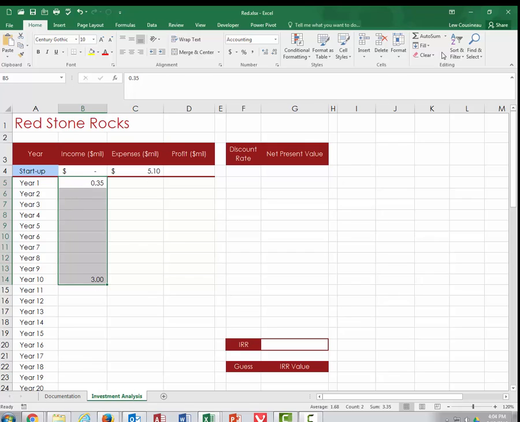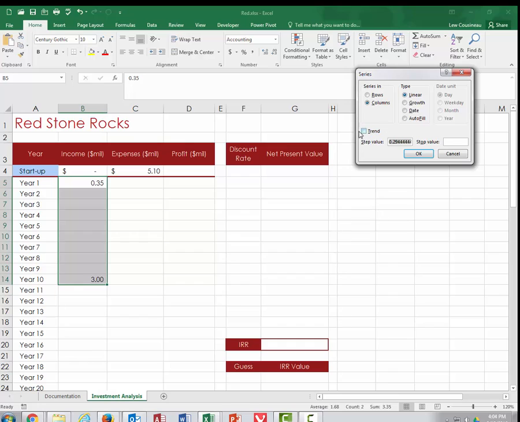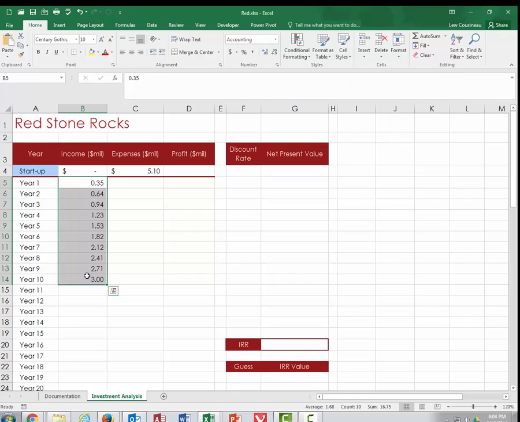So I'll select that range. I'll go on the Home ribbon to Fill, Series, Linear trend, and we'll hit OK. So it'll just put an even value between 0.35 and 3 million.